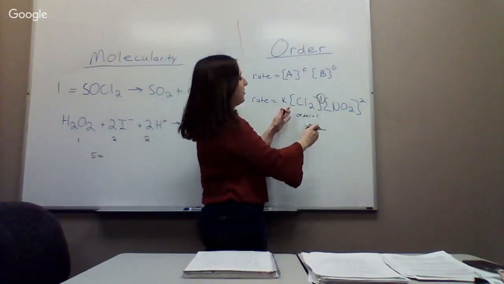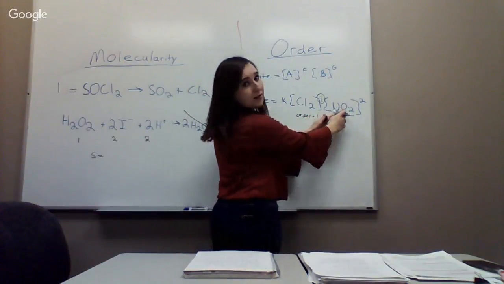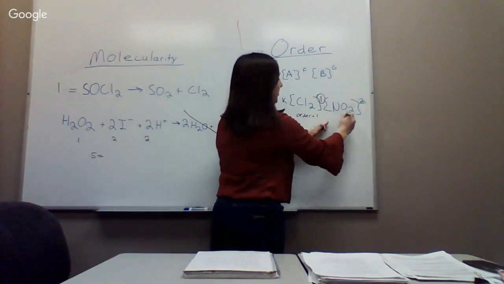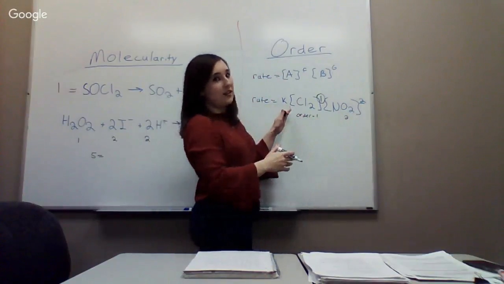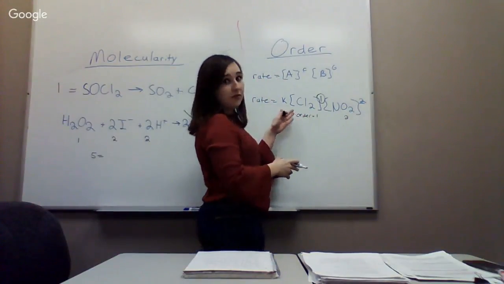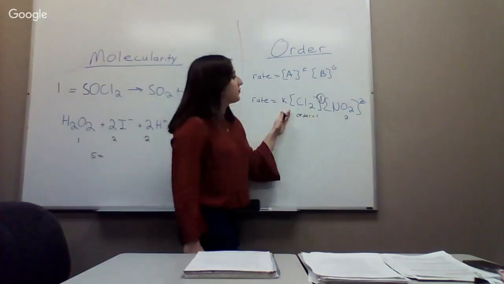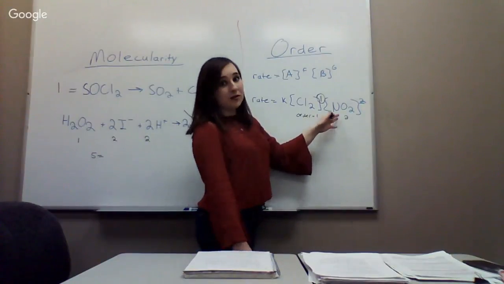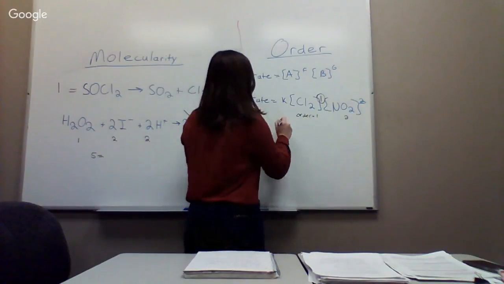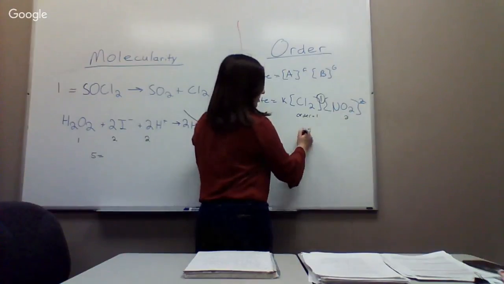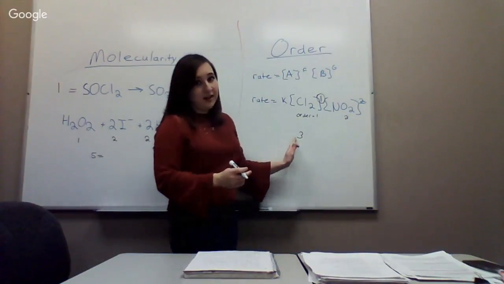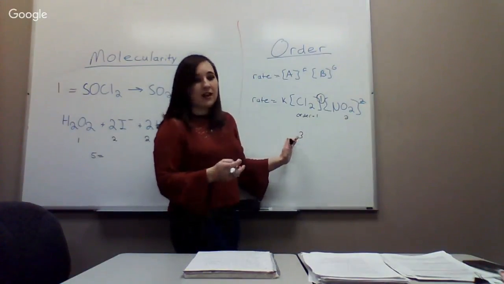So for Cl2, our order is 1. For NO2, we have a 2, so its order is 2. So we can say this reaction is first order for Cl2. We can say this reaction is second order for NO2. Or we could add up their orders, which equals 3, so it's a third order reaction overall.